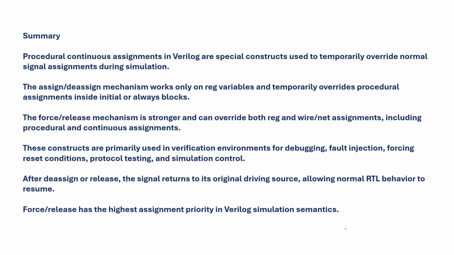So this is the summary; you can study this. Procedural continuous assignment is used for temporary overriding purposes only, and the assign and deassign keywords are used for reg type only, so we can temporarily override the values. Force and release is the stronger override method. It is applied for both wire and reg, including procedural and continuous assignment, because continuous assignment is for wire and procedural is for reg. Many times I am repeating these points. Remember.